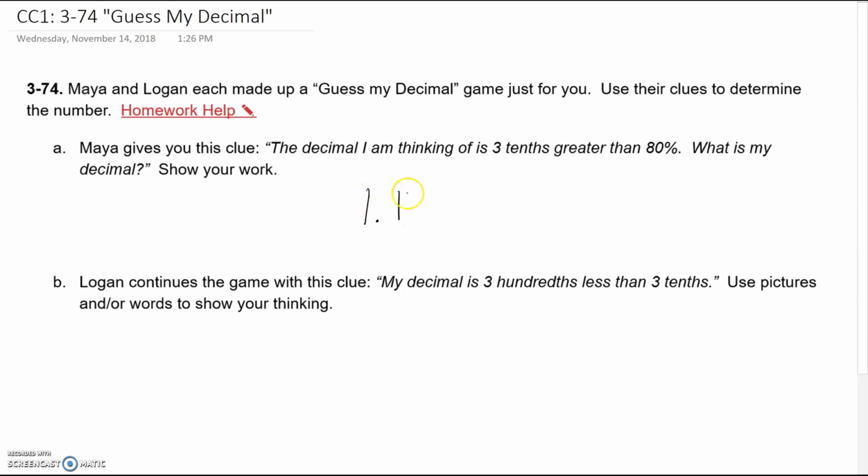You would also get this by saying 80% is 8/10 plus 3/10. And 8/10 plus 3/10 is 11/10. Logan continues the game with this clue.